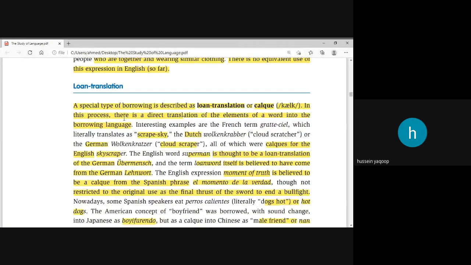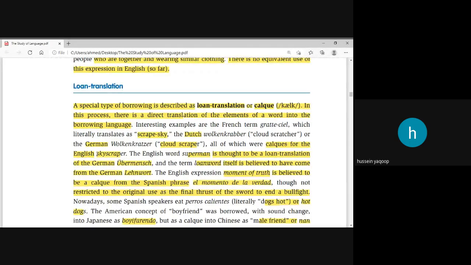In this process, what happens? There is a direct translation of the elements of a word into the borrowing language. Originally, we have a word, and this word is borrowed and then translated. So the basic root, or the spirit of the word, is still as it is, but maybe the structuring or the composition of the word is different. We have a lot of examples. Now we have the cloud scraper, skyscraper. You see here.